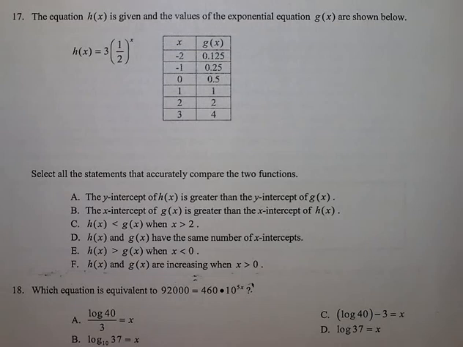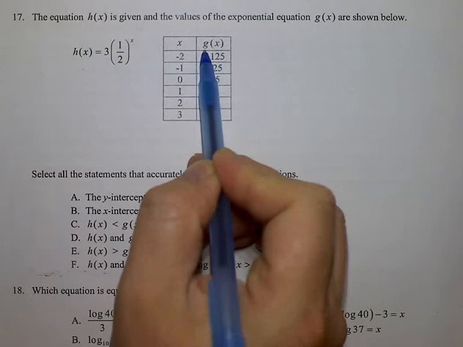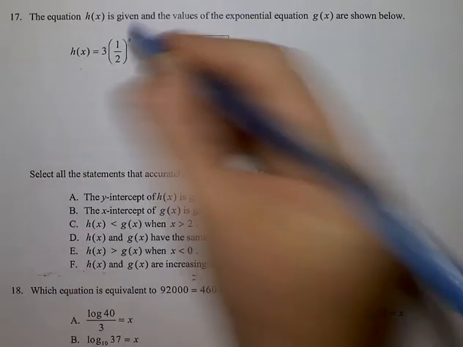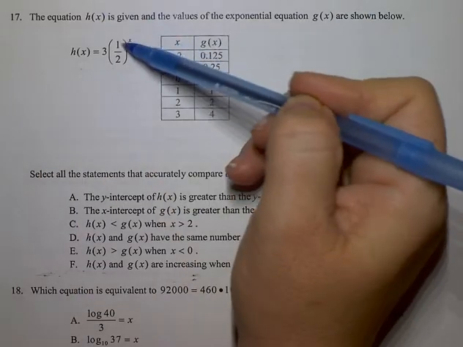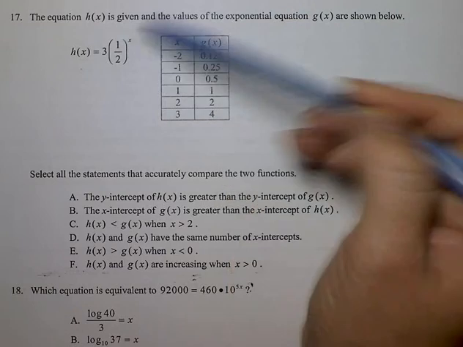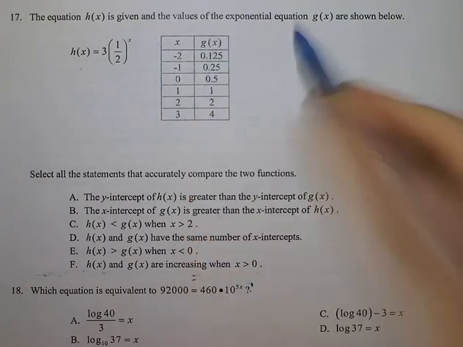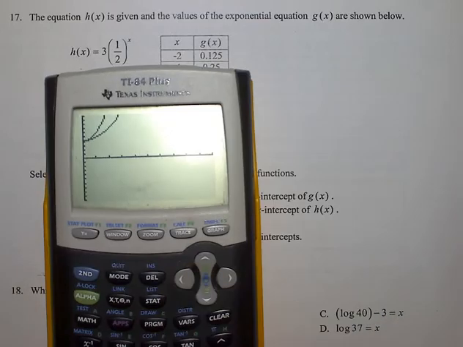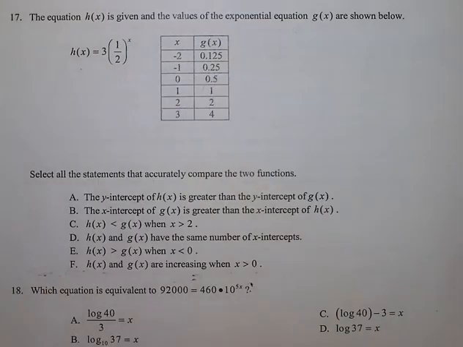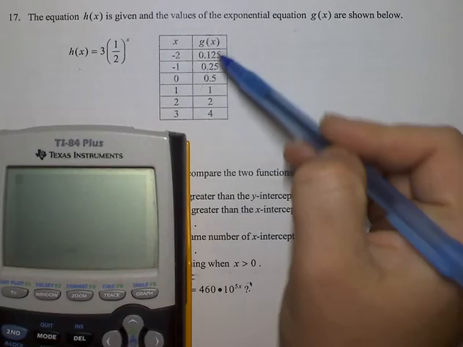Okay, number 17. So now we have h of x and g of x, and they are both exponential. How do I know that? Because I have a variable that's in the exponent position, and it specifically tells me that the function g of x is exponential. Please do second plus 712. Okay, well, let's first figure out what is the equation of this exponential.